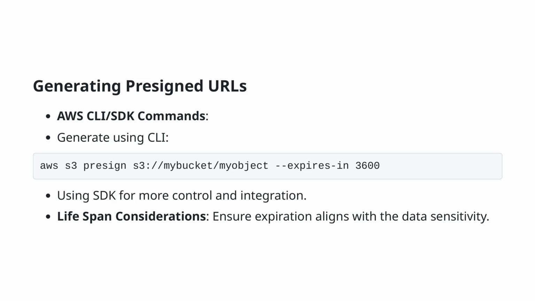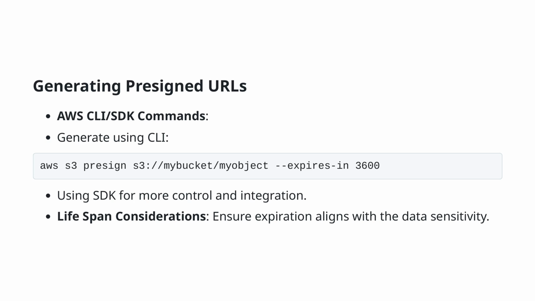When it comes to generating presigned URLs, there are a couple of methods available using AWS services. One of the simplest ways to create these URLs is through the AWS CLI with a straightforward command like aws s3 presign mybucket/myobject --expires-in 3600. This command generates a URL that grants access to a specific S3 object for a set duration. In this example, 3600 seconds, or 1 hour.